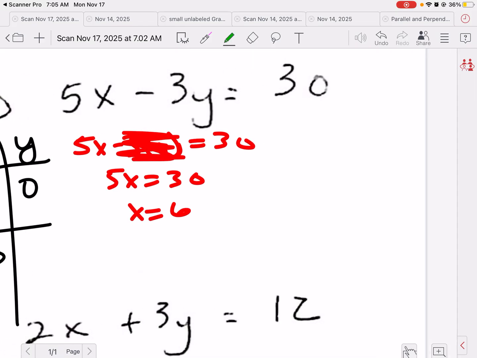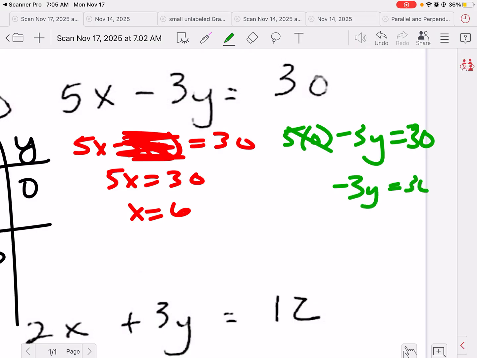Okay, and then we're going to plug in 0 for x. So we'll have 5 times 0 minus 3y equals 30, I'm sorry. Again, this is 0, so we have negative 3y equals 30. So y equals negative 10.